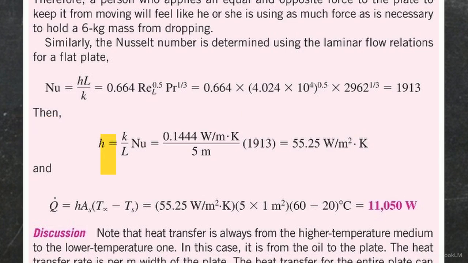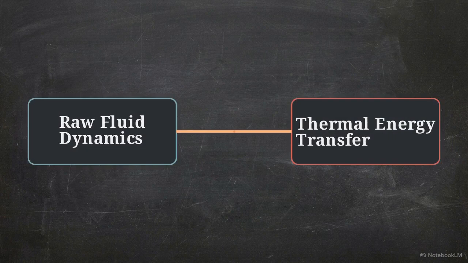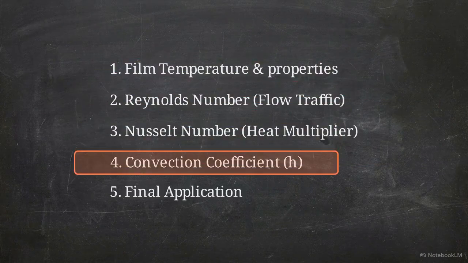Step 4 converts this dimensionless number to reality, the convection coefficient, H. Using the isolation formula here, we multiply Nusselt by thermal conductivity and divide by plate length. This coefficient is the critical bridging metric. It is the required translation between the raw fluid dynamic data we've gathered and the actual thermal energy transfer we want to measure.